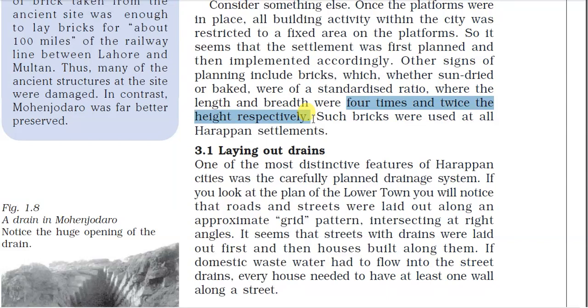And this ratio was applicable on every site of Harappan civilization, which is very amazing and very interesting, that the entire Indus Valley civilization had the same ratio of bricks. It is very unlikely that the entire civilization came to one standardized ratio of bricks by chance. As you can see in the next line, such bricks were used at all Harappan sites. So probably there was some contact between the sites.